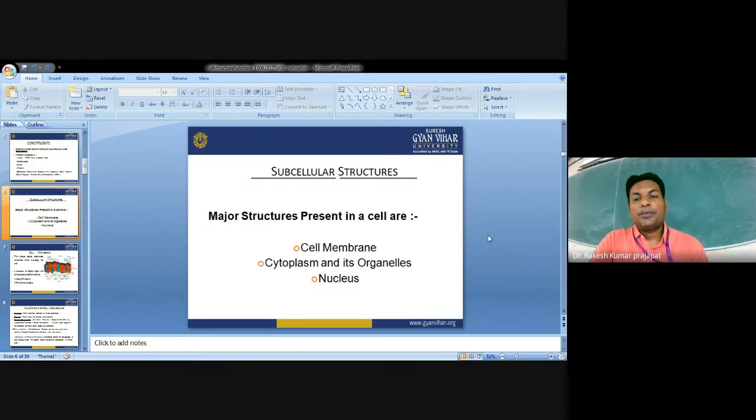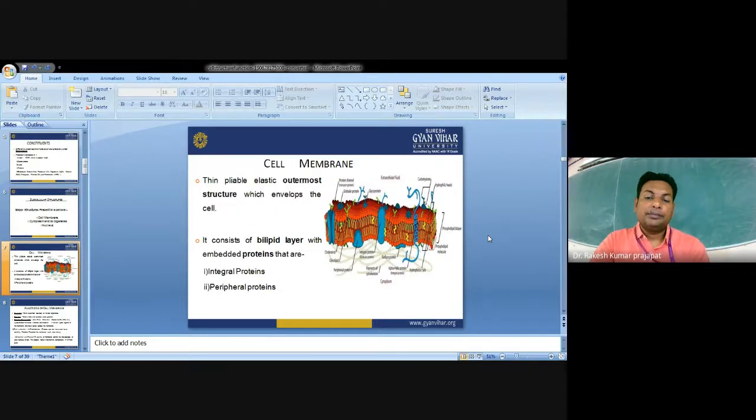Now we'll discuss the subcellular structures. The major structures present in cells are the cell membrane, cytoplasm with its organelles, and nucleus. Cell membrane is a pliable, elastic outermost layer which covers the cell. It consists of a bilipid layer with embedded proteins, that are integral proteins and peripheral proteins.